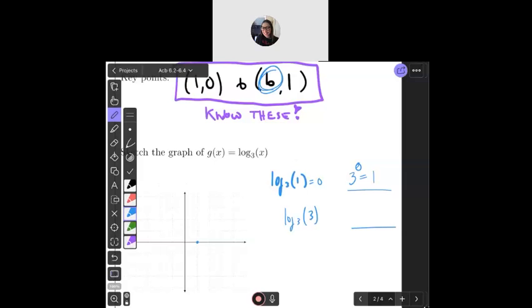Three to the what equals 3, right? Well, 3 to the first equals 3. So log base 3 of 3 equals 1. So we can see why plugging in 3 gives us 1 as an answer.